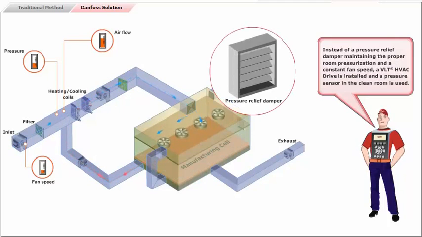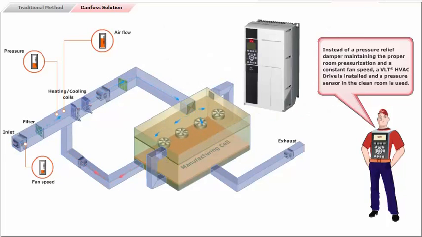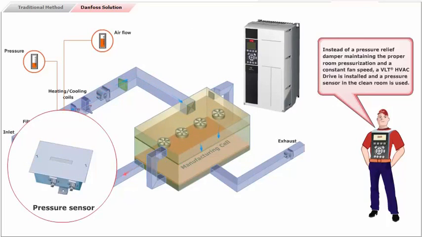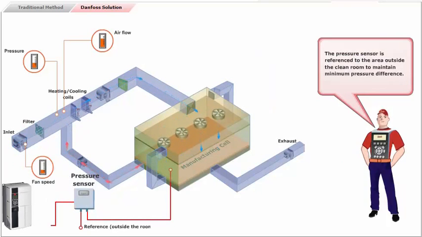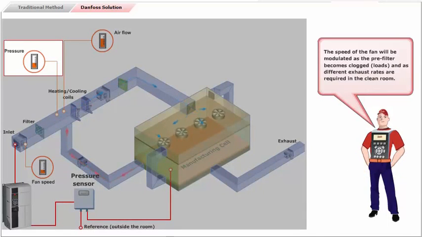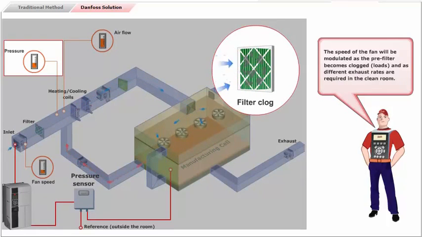Instead of a pressure relief damper maintaining the proper room pressurization with a constant fan speed, a VLT/HVAC drive is installed and a pressure sensor in the clean room is used. The pressure sensor is referenced to the area outside the clean room to maintain minimum pressure difference. The speed of the fan will be modulated as the pre-filter becomes clogged and as different exhaust rates are required in the clean room.